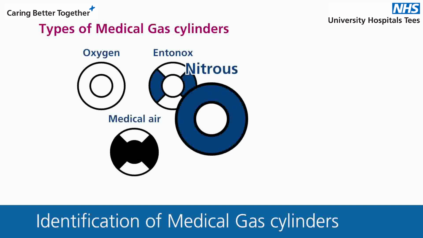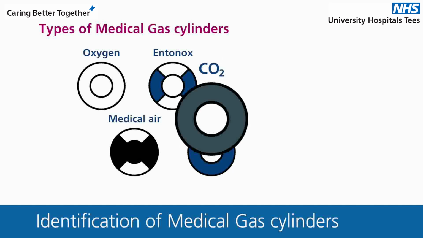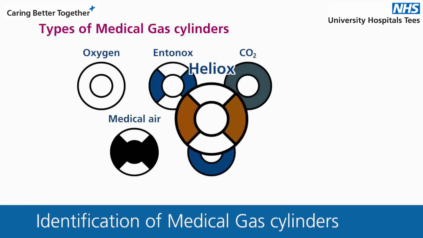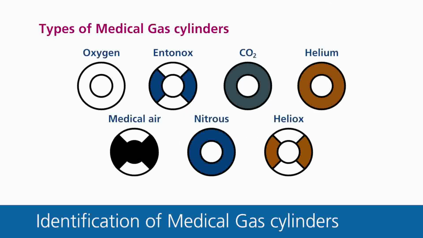Nitrous oxide is a combination of nitrogen and oxygen. The shoulder of the cylinder is all blue, and this tends to be used mainly in anaesthesia. Carbon dioxide has a grey shoulder and is used to treat respiratory disorders and surgical dilation. Heliox. Brown and white and can be used to treat some respiratory disorders. Helium. All brown shoulder and can be used in aortic balloon pump therapy.